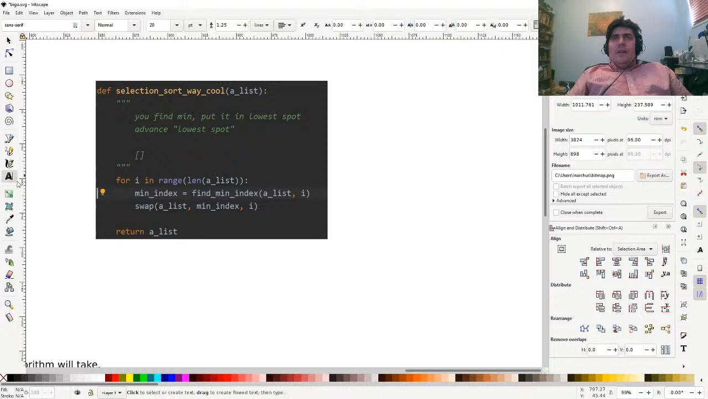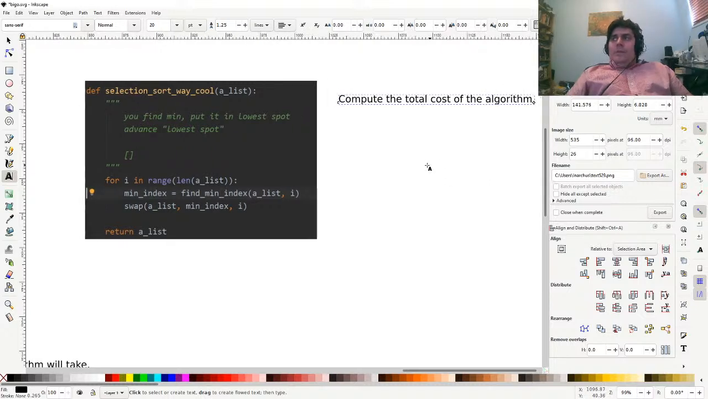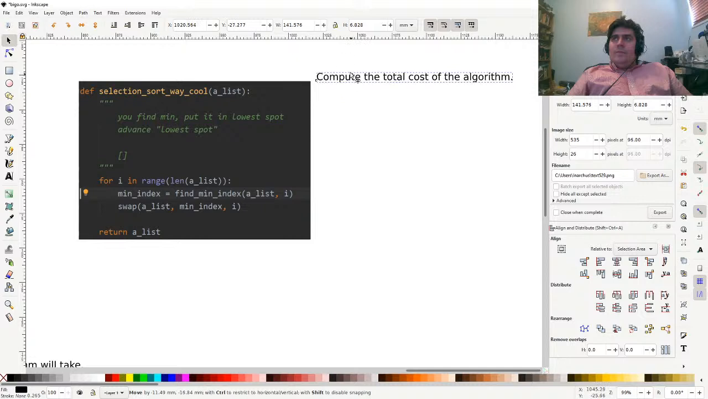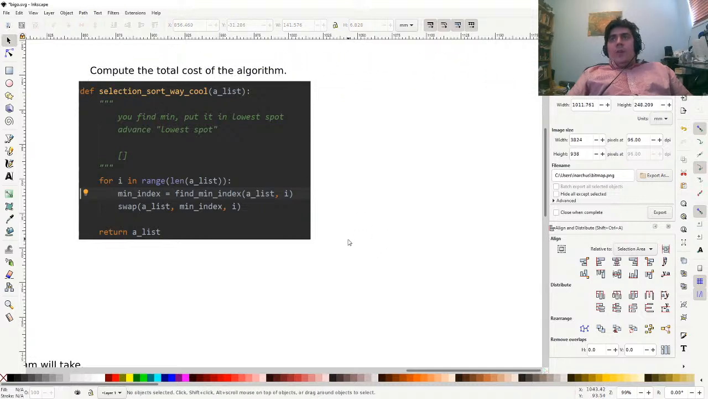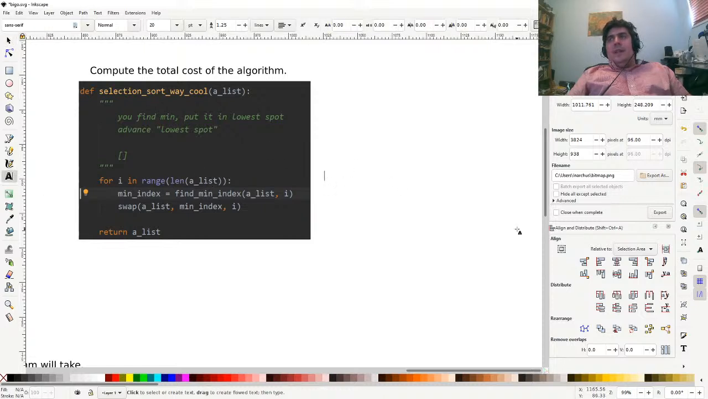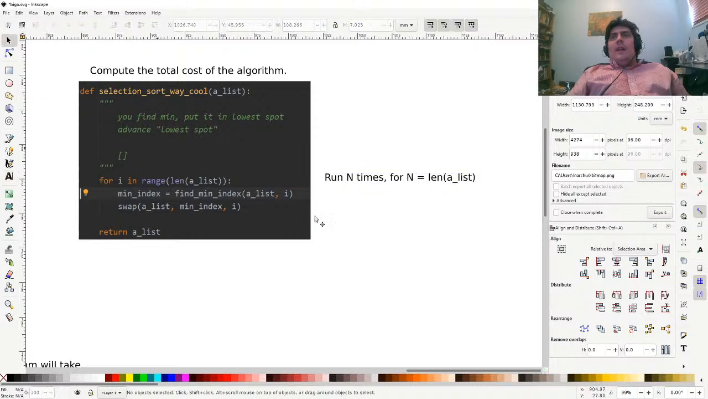So basically here, we want to compute the total cost of the algorithm. And so in order to compute the total cost, we know that here it's going to run the number of times in the list. So basically here it's going to run n times, for n equal to the length of the list. Yeah, basically, for execution time. So big O is a way. I'll do this one and then I'll answer that question.